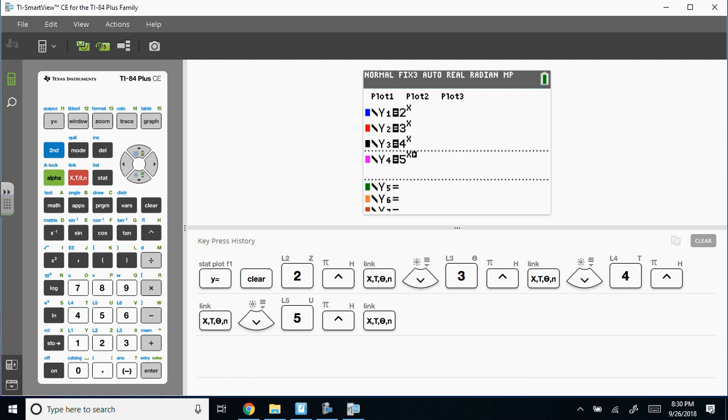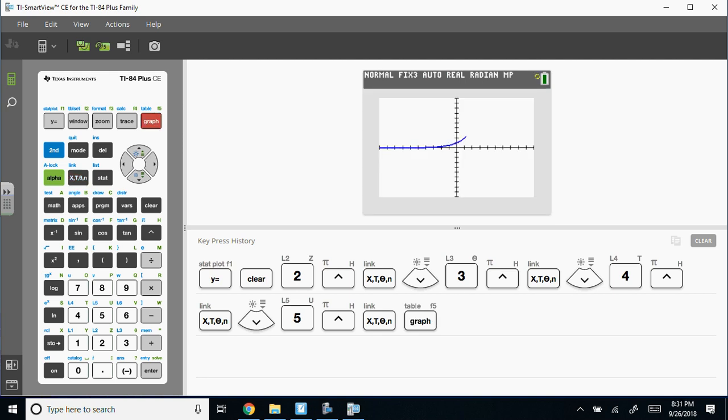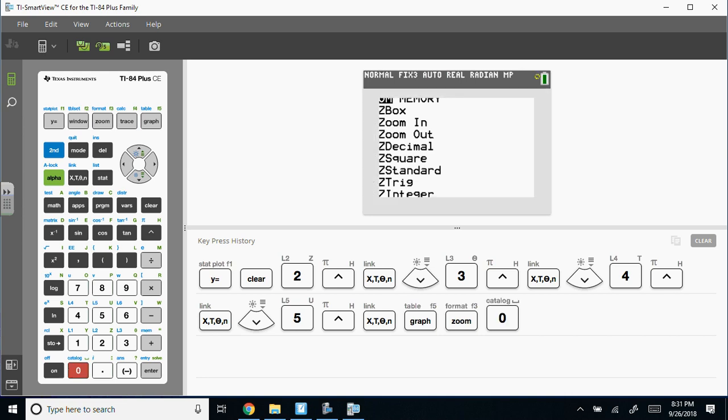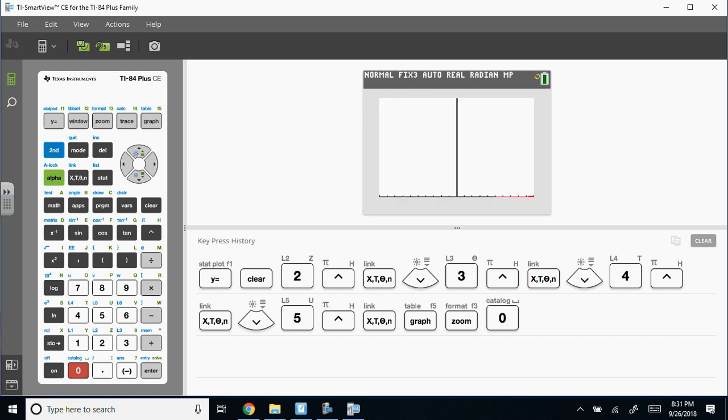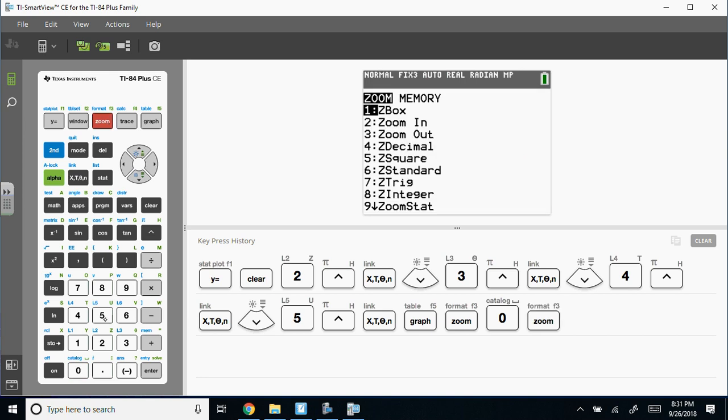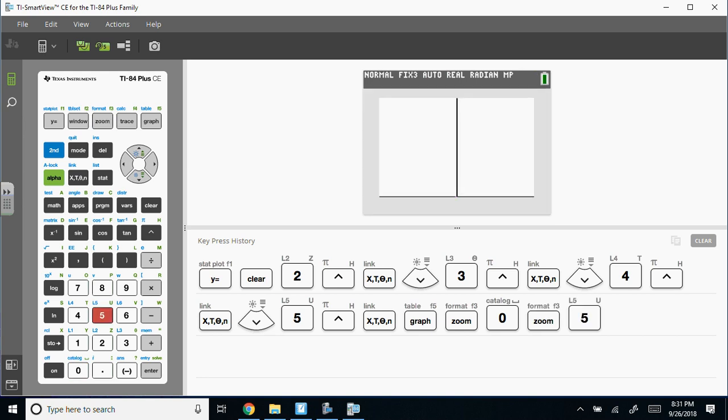All right, so that's good. Graph. I need to kind of zoom fit. Okay, there. All right, so it comes in as a growth.